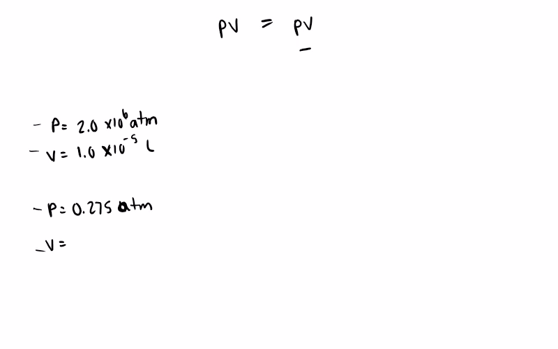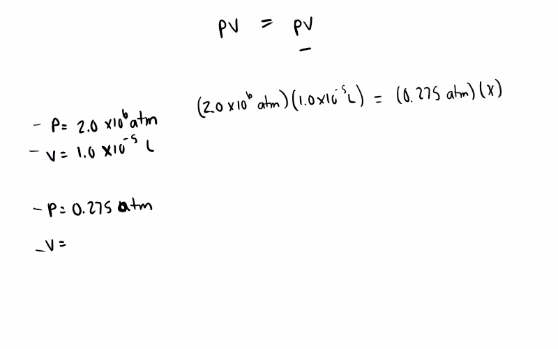And then I'm just going to plug and chug. So 2.0 times 10 to the 6th atmosphere times our volume equals 0.275 ATM times our X. So multiply and divide, do some algebra here. Be careful as you're plugging and chugging.